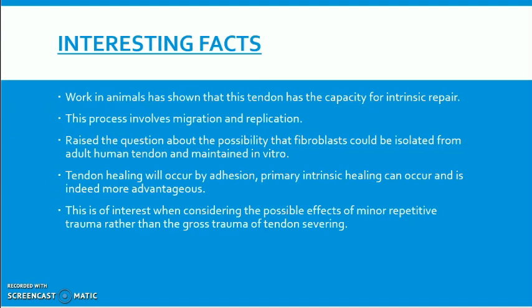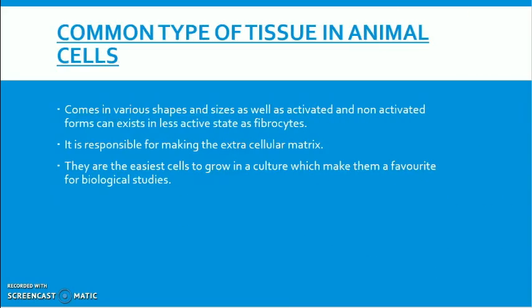Primary intrinsic healing can occur and is indeed more advantageous. This is of interest when considering the possible effects of minor repetitive trauma rather than gross trauma of tendon severing. In our study, we found that this cell comes in various shapes and sizes, as well as activated and non-activated forms. It can exist in less active states as fibrocytes.